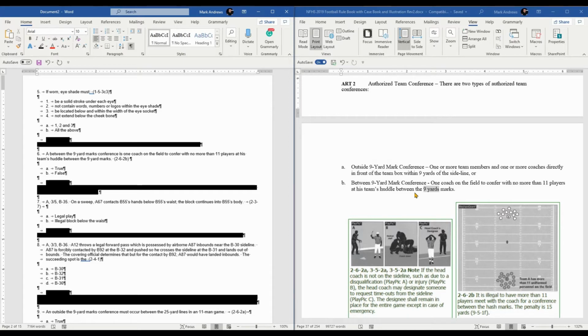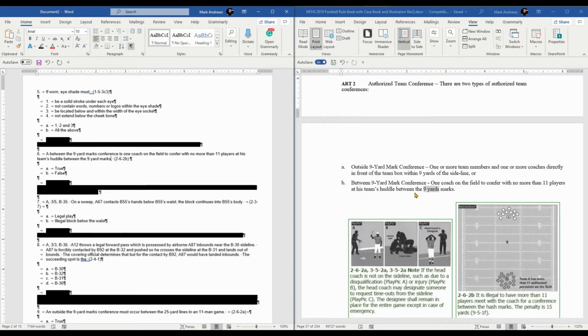So, why is this significant? A lot of times coaches want to have timeouts and they want to walk above the numbers, and you can't let that happen. You tell the coaches, Coach, if you want multiple coaches on the field, it has to be below the numbers. And if they want to bring players from the sideline into the conference, and they often do, that's not allowed inside the 9-yard marks. That has to be outside the 9-yard marks.